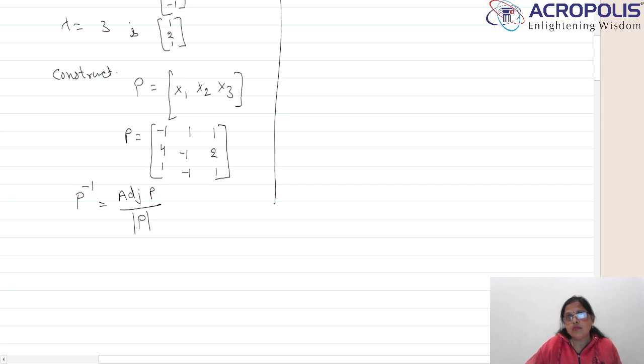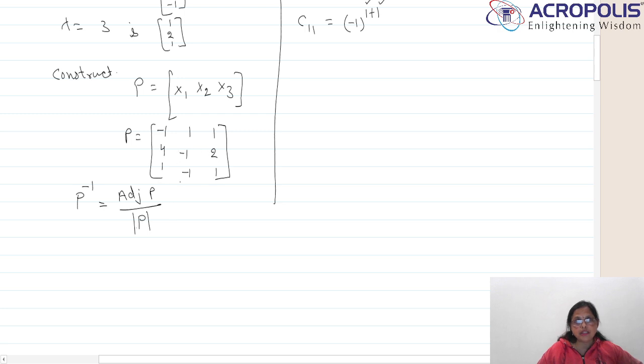Cofactor matrix. So first we find the cofactor matrix and then we find the adjoint of P. You already know how we find cofactors. So our cofactor is C11. C11 is equal to minus 1 raised to the power 1 plus 1. The first 1 represents the row and the second 1 represents the column. If we eliminate the first row and first column, what do we get?